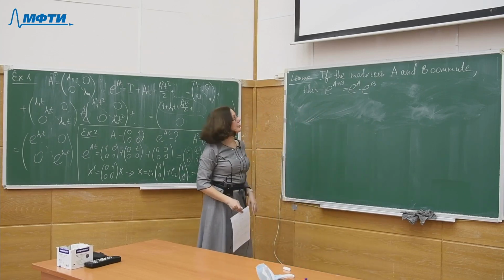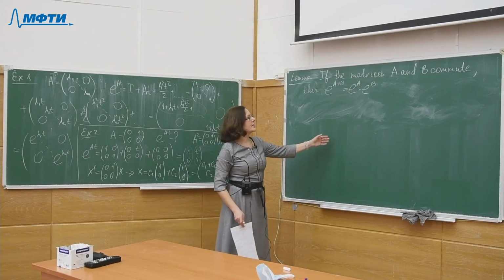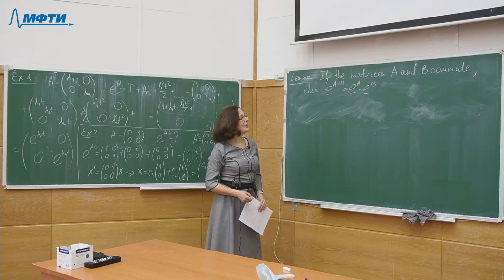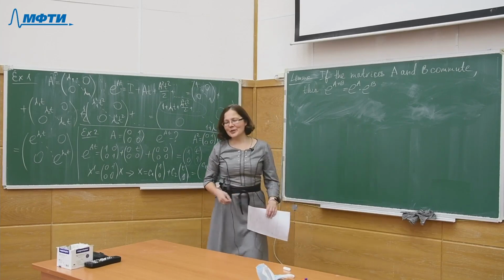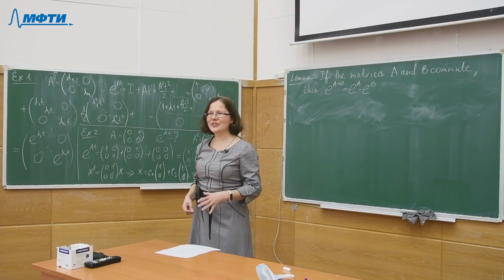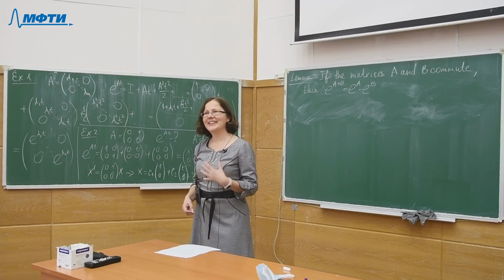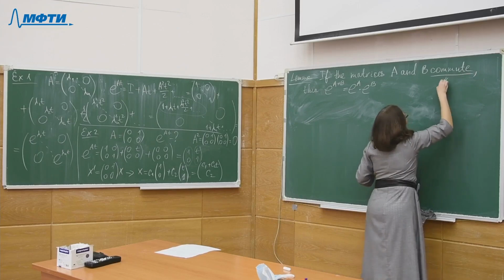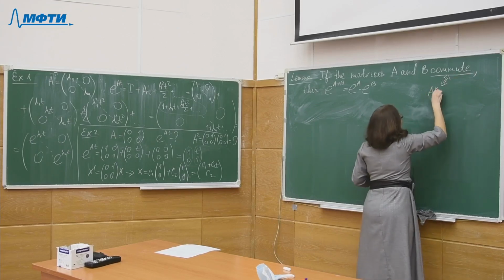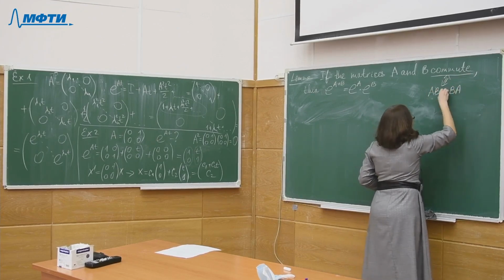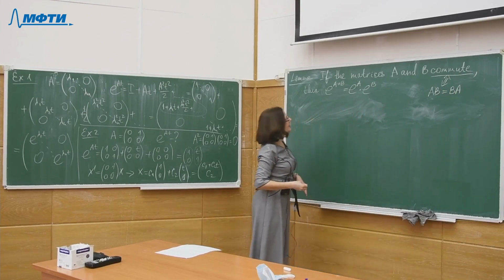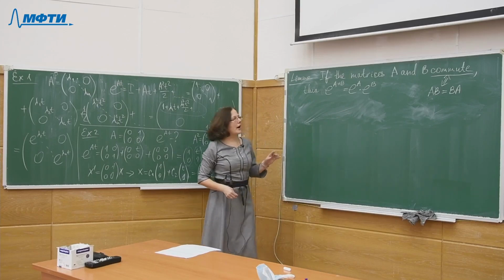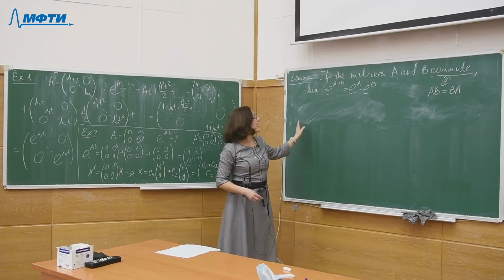This is true not for any two matrices, but only for matrices that commute. Do you remember what it means? Two matrices commute when? Right, commute means that AB equals BA. Only for commutative matrices. Okay, so I will omit the proof of this lemma.